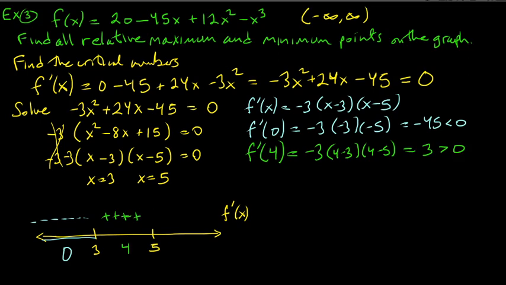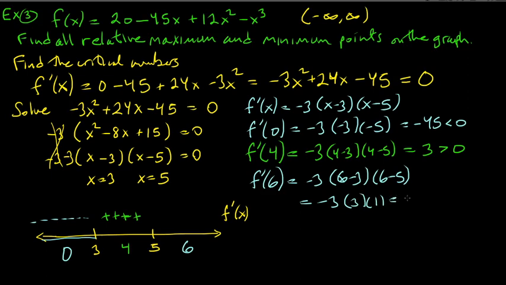And finally, pick your favorite number bigger than 5. So 6. 6 is good. Plug that into the derivative. Oops. 6 minus 3, 6 minus 5. So I think we get -3 times 3 times 1. So it's going to be -9, which is negative. Yep.